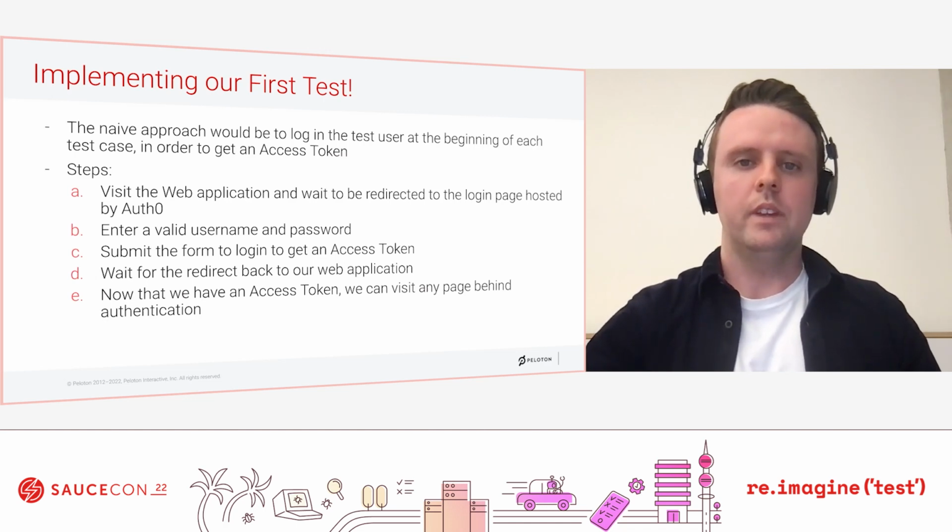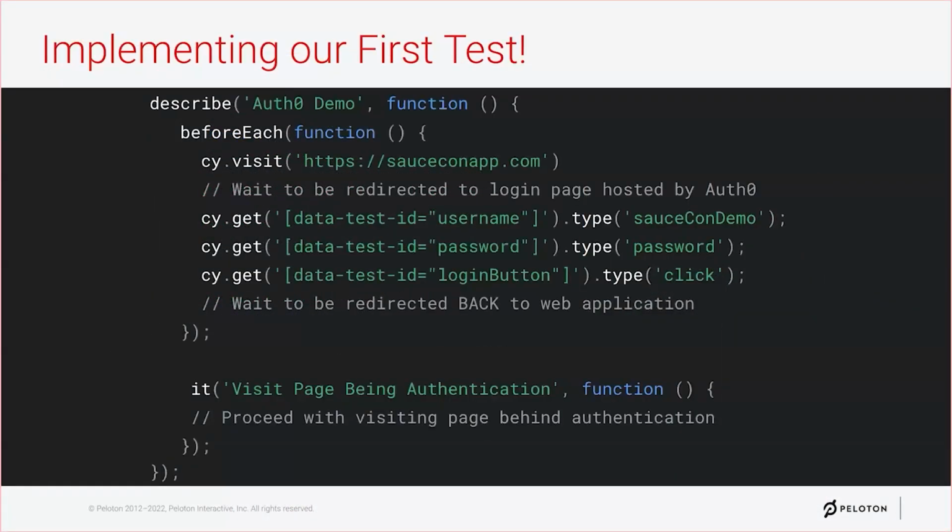Now that we have an access token, we can visit any page behind authentication. We can now proceed with the test case verifications. Let's take a look at what this would look like in code.